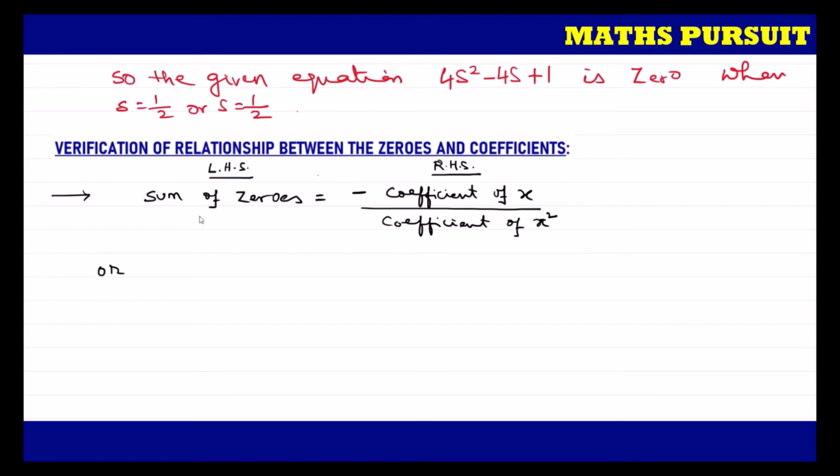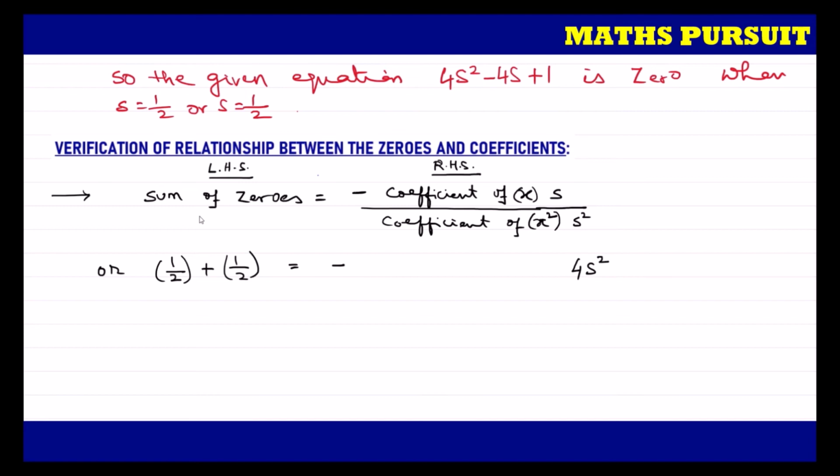We got s is equal to 1 by 2 and s is equal to 1 by 2. That means I can write s is 1 by 2 plus 1 by 2. So this is what: sum of zeros is equal to minus coefficient of x divided by coefficient of x squared. Here our x is s, and here s to the power 2. So coefficient of s can be written as, let me note down the given equation.